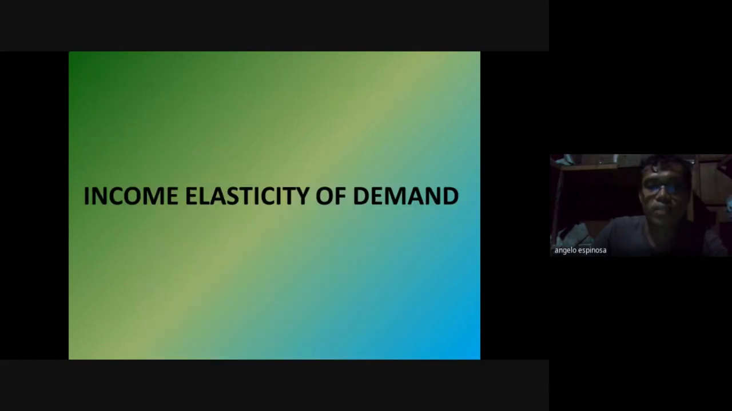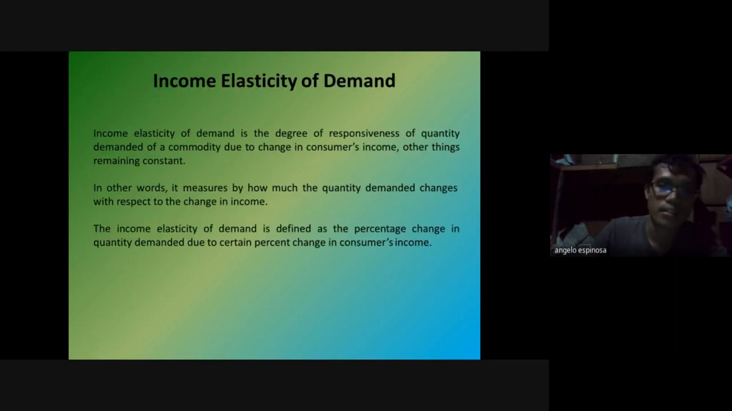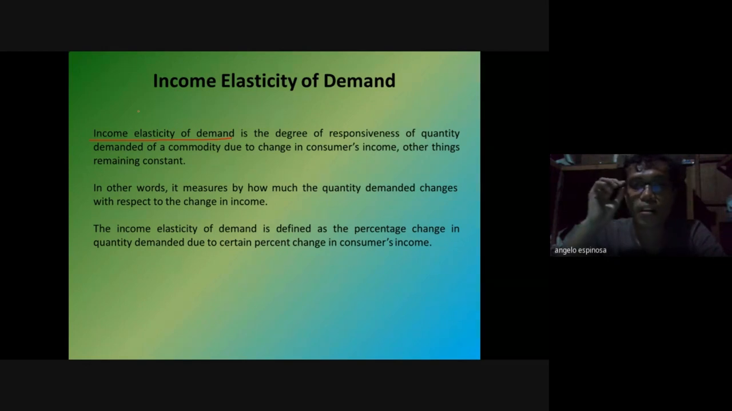So let's proceed to income elasticity of demand. It talks about income, which we always discuss, what is happening in the income. Income is one of the determinants of demand, of the value of demand.